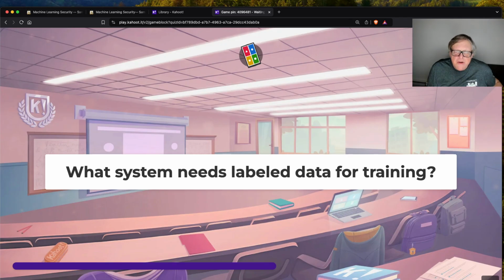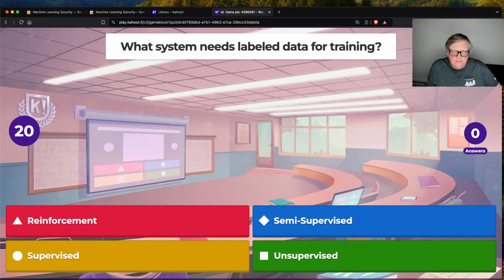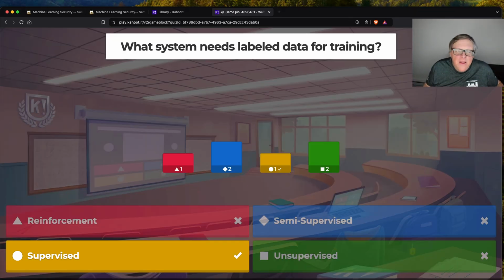All right, which system needs labeled data? That's supervised learning. You have to have labeled data to train it. It's easiest to understand how it works, but the problem is, of course, you have to pay for somebody to label that data.